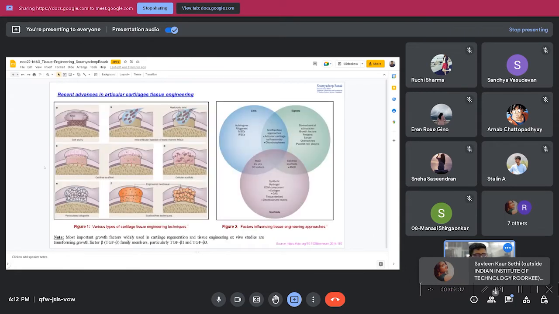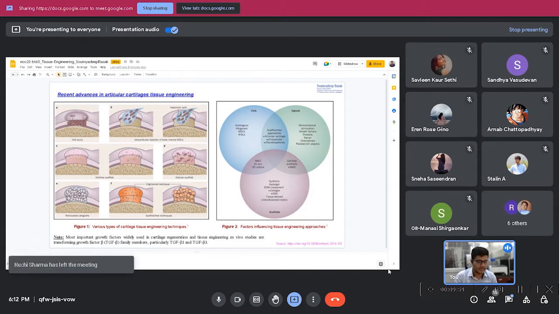Now, apart from that, what are the recent advances in articular cartilage tissue engineering? Before that, we have to know three things. That is, what are the different kinds of cartilages there? So we know we have three different kinds of cartilages. One is hyaline cartilage, one is the fibrocartilage and the elastic cartilage.